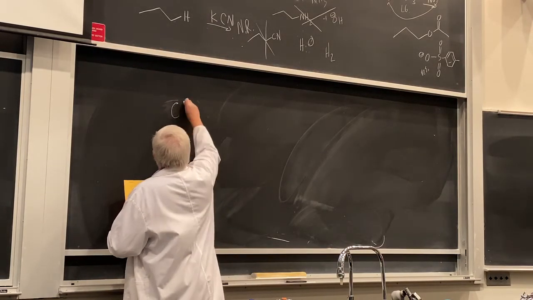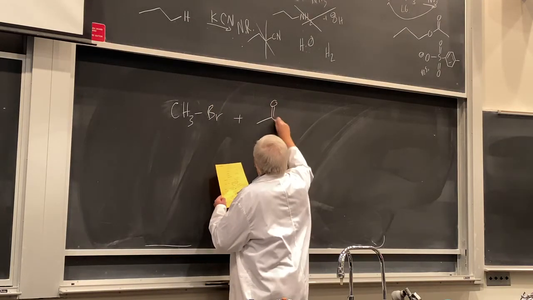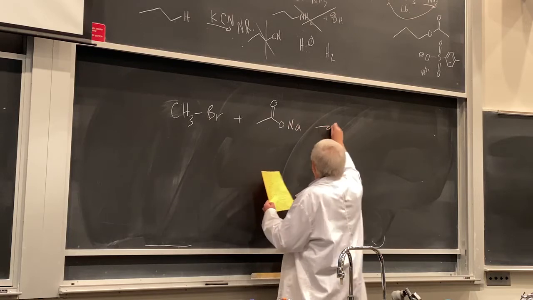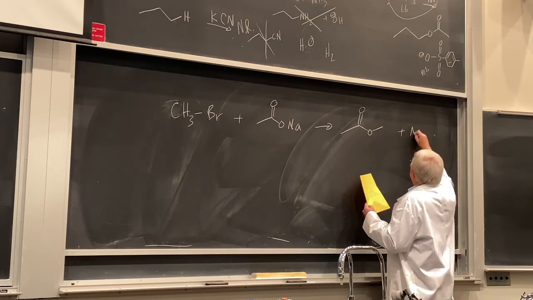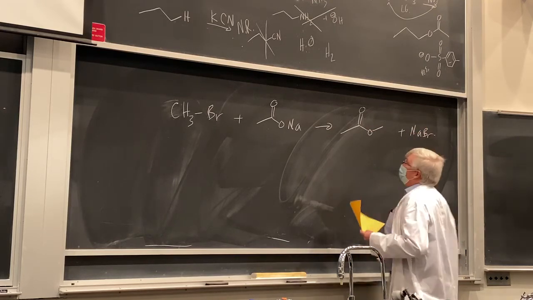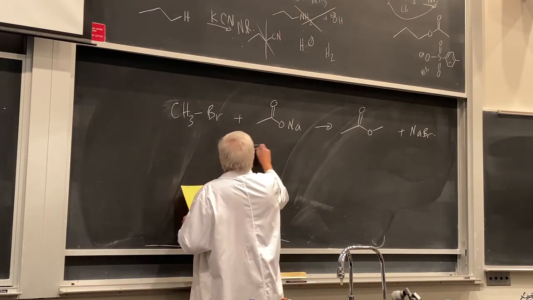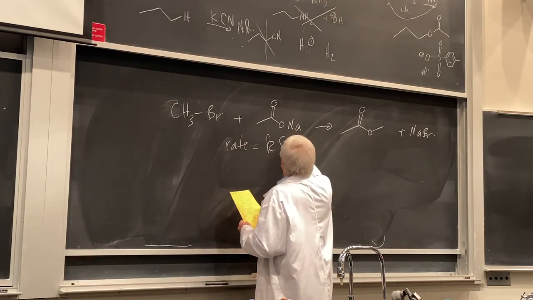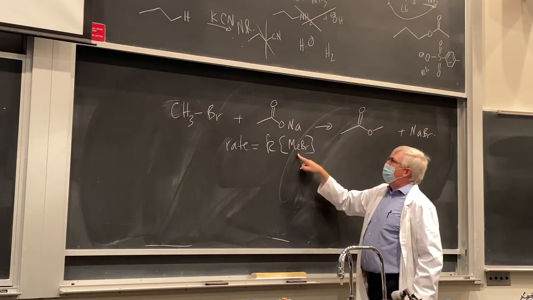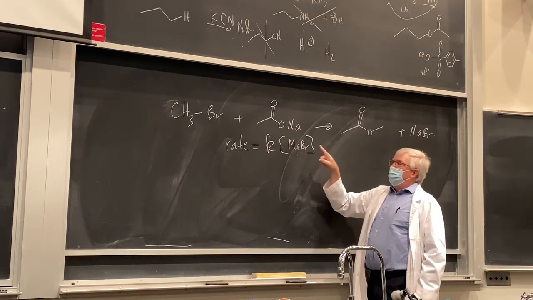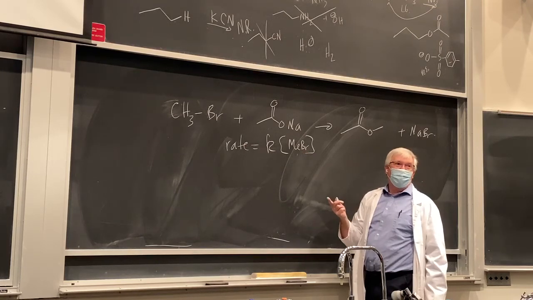So here we've got methyl bromide plus sodium acetate, and we're going to methyl acetate. We're making that ester plus sodium bromide. So what do we know about this reaction experimentally? Well, we can observe the rate. And the rate is proportional to both. Methyl bromide: if you increase the concentration of methyl bromide, you increase the rate. If you double the molarity of methyl bromide, you double the rate.